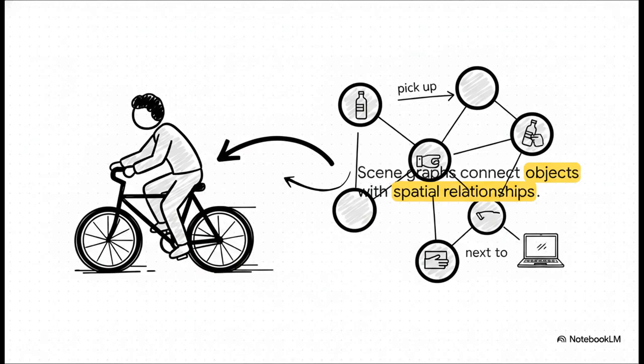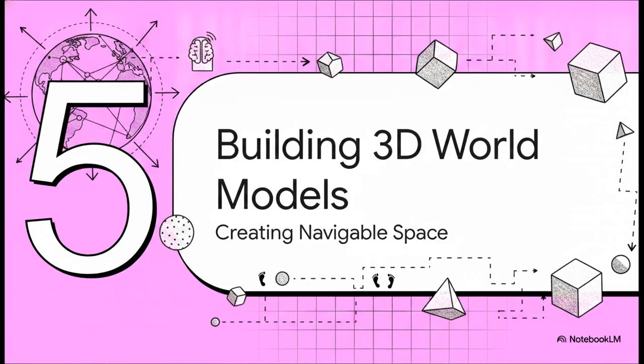It fundamentally understands the geometry of the room, not just a bunch of random pixels, enabling a robot to understand and execute a complex command like, pick up the blue bottle sitting next to the laptop on the wooden desk. All right, Part 5, Building 3D World Models.